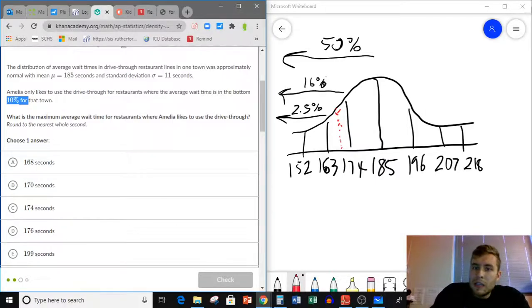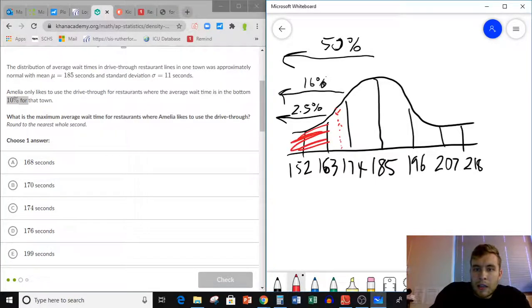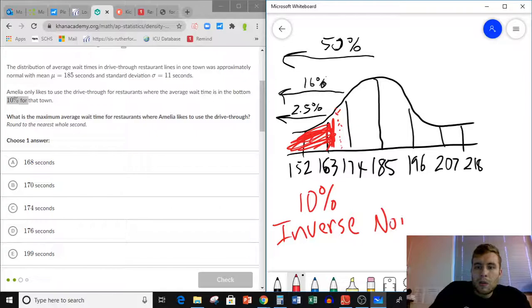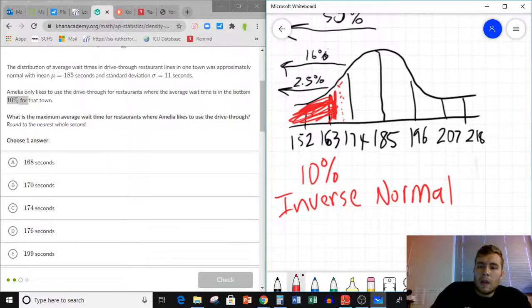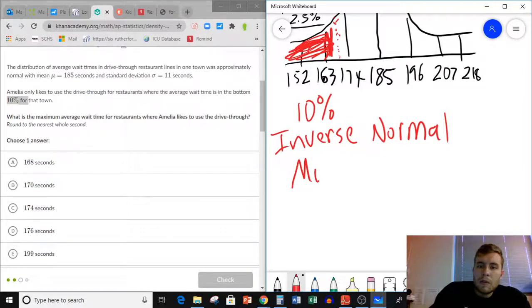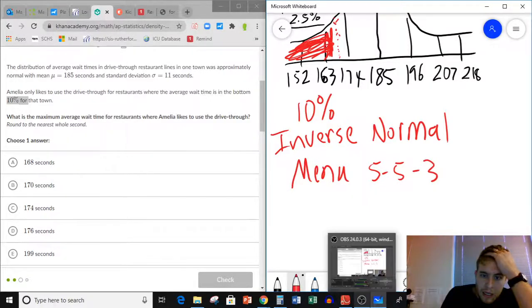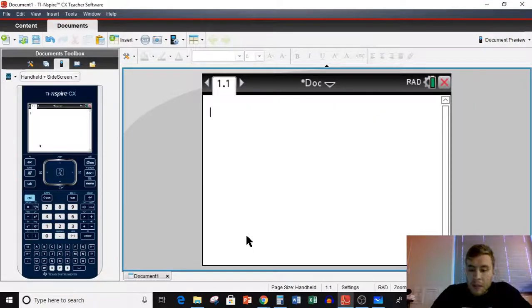But what we're going to be using is an inverse normal calculation, okay? So we need to find the bottom 10%. And so we're going to be doing an inverse normal calculation. And what that is on your calculator, that is menu 553. So let's go ahead and look at that. I'm going to pull that up and let's type in what we need for this.